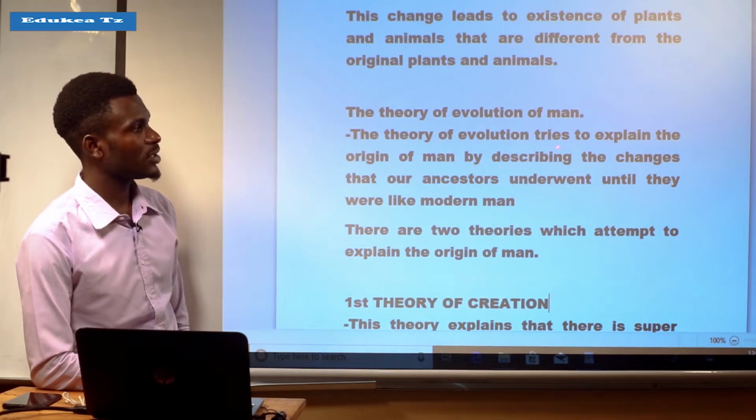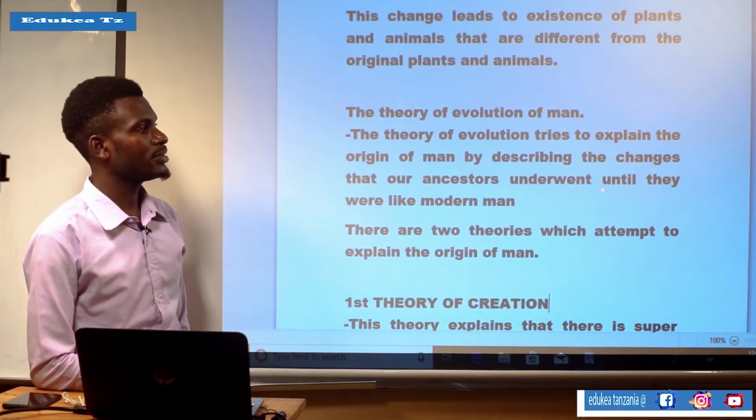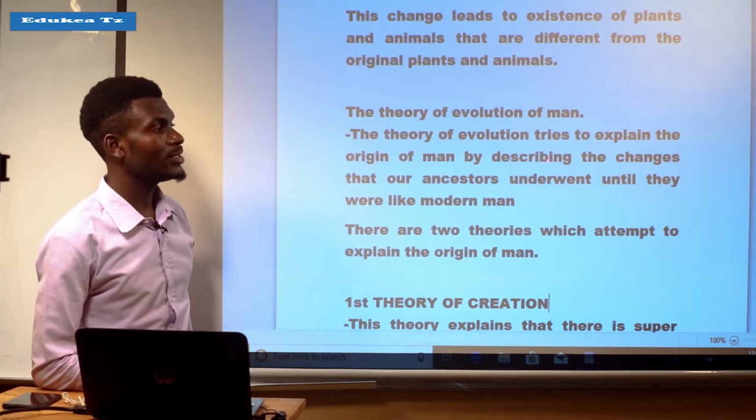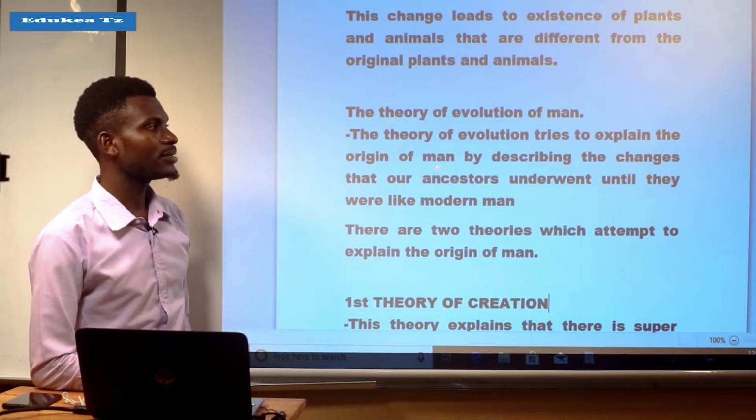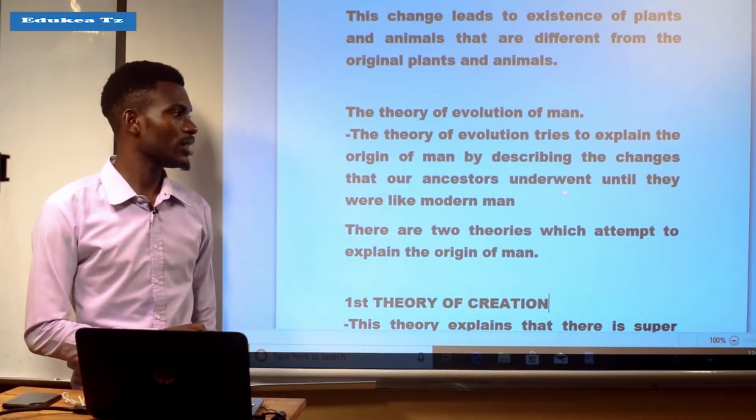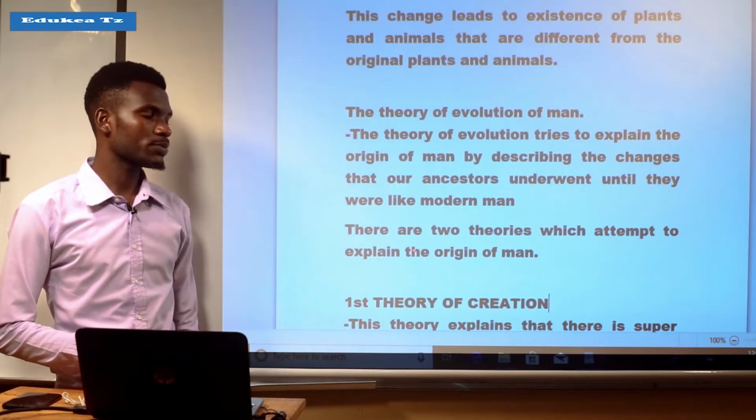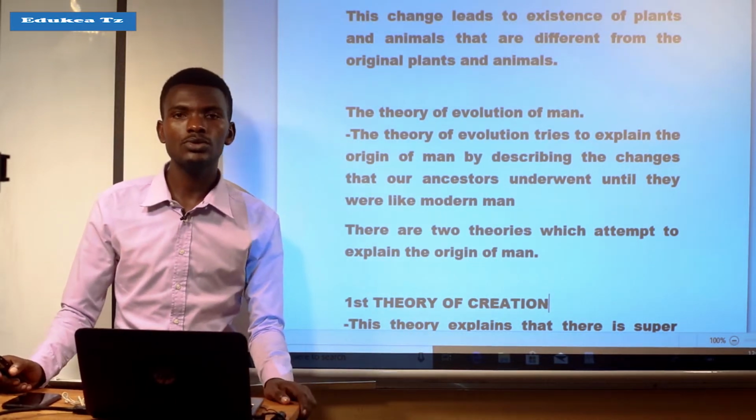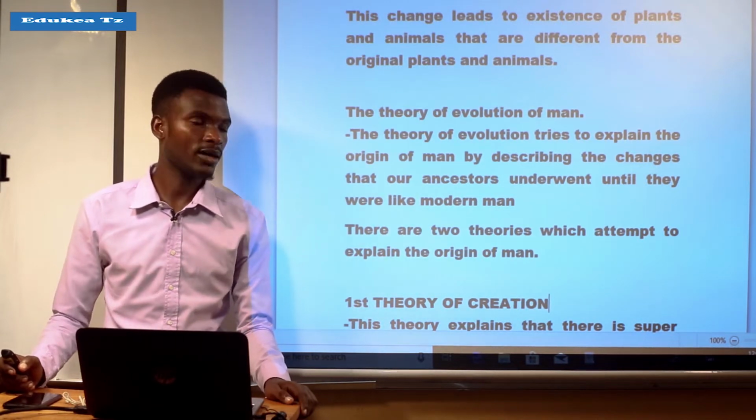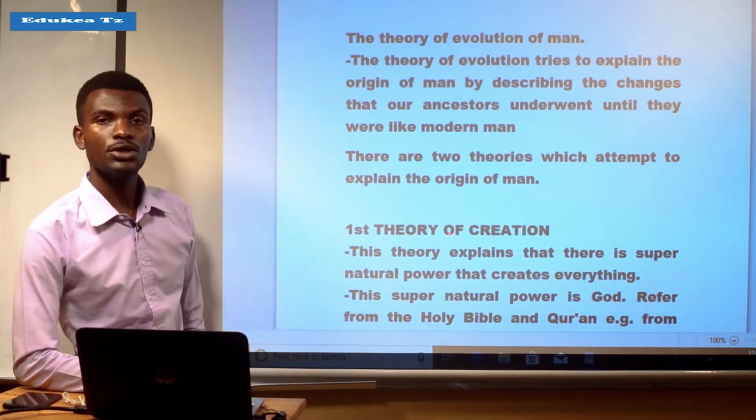The theory of evolution tries to explain the origin of man by describing the changes that our ancestors underwent until they were like modern man. There are two theories which attempt to explain the origin of man. In our topic we are going to look at these two theories. The first one is the theory of creation.